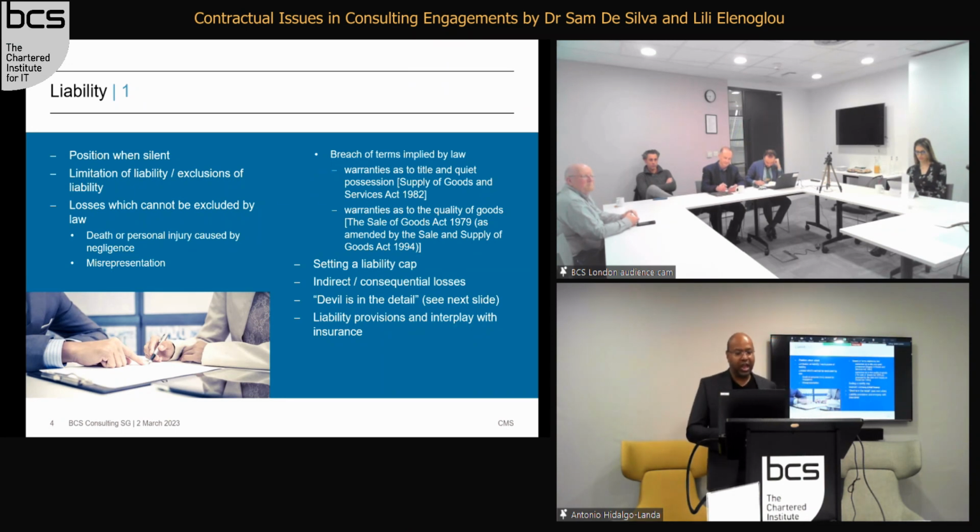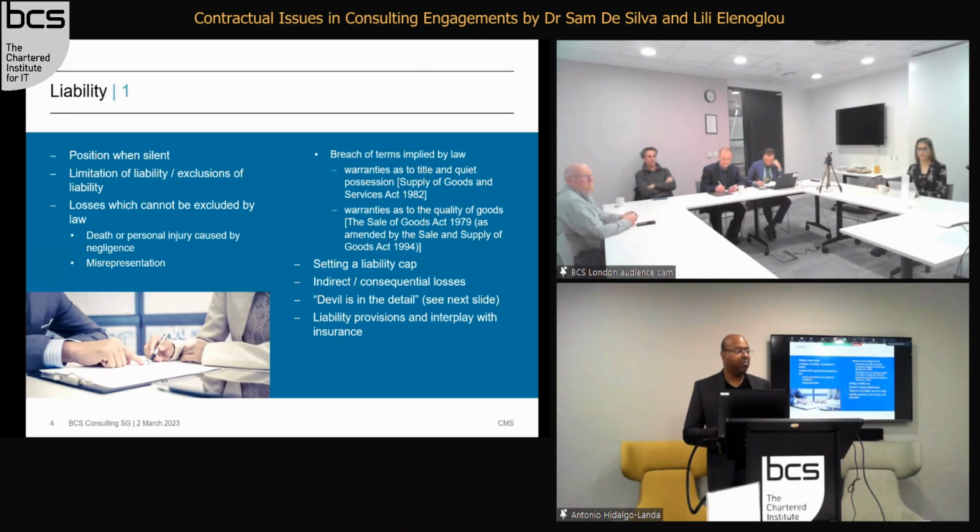There are some categories of loss which can't be excluded by law. So death or personal injury caused by negligence, that can't be excluded. Misrepresentation can also not be excluded. So you can't exclude those, unfortunately. Well, you can, but you'll still be liable for that. Then there are certain things which are implied by law, which can't be excluded. So there are the warranties as to title and quiet possession. In terms of goods, that would be relevant where you're delivering some kind of deliverable, whether it's a software product or a report, that will be categorized as a good. So you can't exclude those implied warranties as to title, or in terms of the quality of the goods.